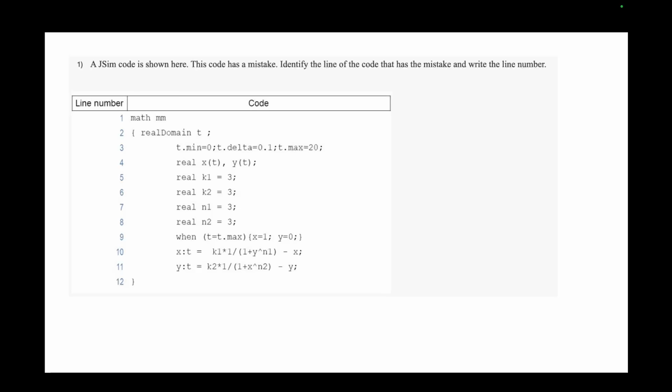I think the initial value is t.min. Yes, here they mention t.max. So the question is to identify the line of the code. Your answer will be line number 9, where you have to define t equal to t minimum and the values of x and y at t minimum at the start. It's actually the opposite that is provided, so it's wrong here. The answer is line number 9, where you have to provide t minimum, not maximum.